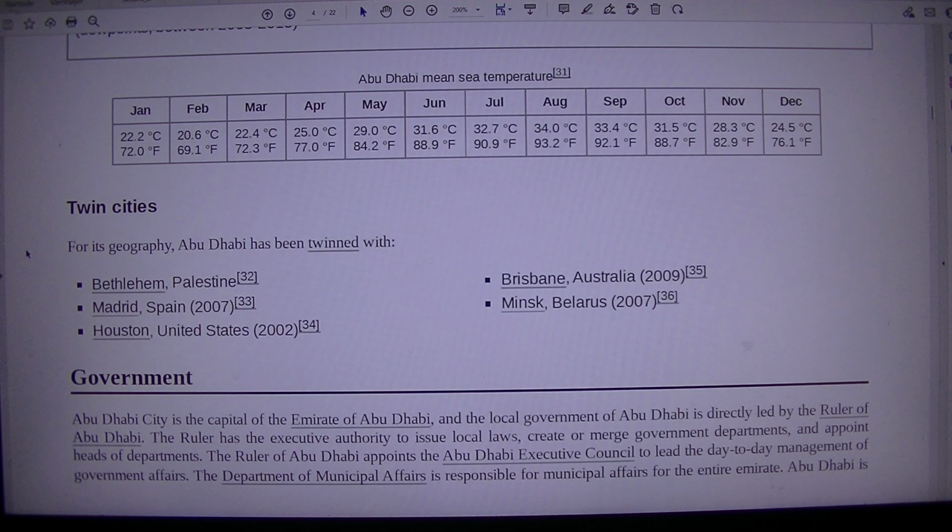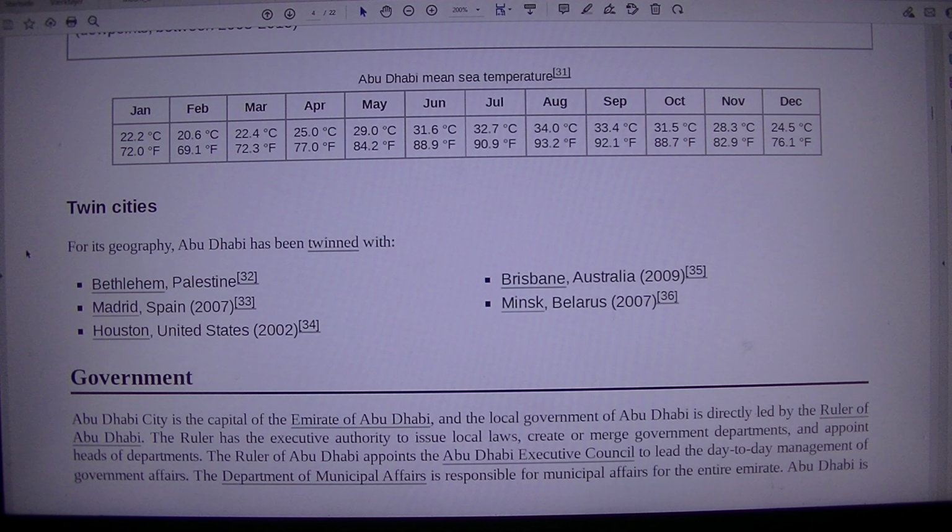Abu Dhabi mean sea temperature. January 22.2 degrees C, 72.0 degrees F. February 20.6 degrees C, 69.1 degrees F. March 22.4 degrees C, 72.3 degrees F. April 25.0 degrees C, 77.0 degrees F. May 29.0 degrees C, 84.2 degrees F. June 31.6 degrees C, 88.9 degrees F. July 32.7 degrees C, 90.9 degrees F. August 34.0 degrees C, 93.2 degrees F. September 33.4 degrees C, 92.1 degrees F. October 31.5 degrees C, 88.7 degrees F. November 28.3 degrees C, 82.9 degrees F. December 24.5 degrees C, 76.1 degrees F.